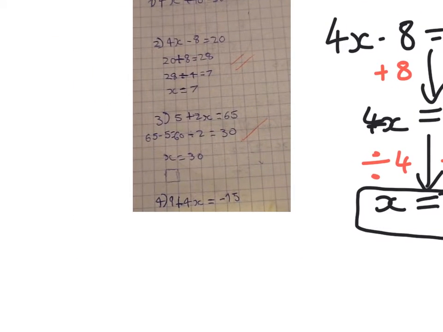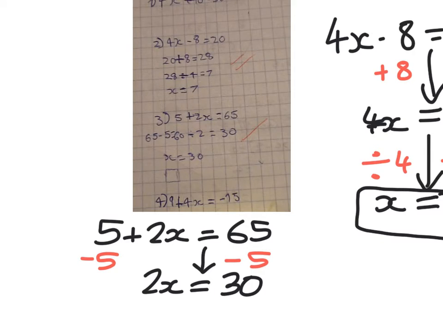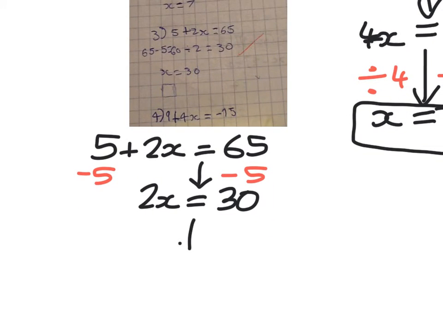And if I was to look at the number 3 one here, I need to see 5 plus 2x written out equals 65. I'd then like to see arrow down equals, get rid of this 5, so we take away 5 from each side. That leaves us with 2x equals 60. And then arrow down again, line up your equals, divide by the 2 because that's the number in front of x. So x is, I've actually answered the one up here.